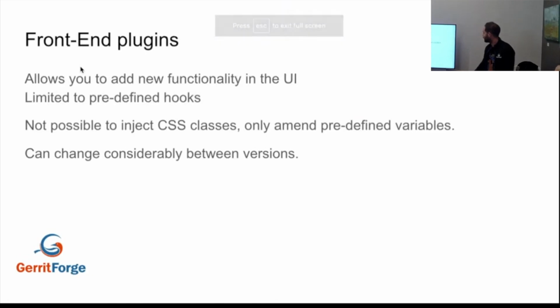So front-end plugins, mentioned this before, you can edit functionality from the UI. There are some examples that tell you where you can plug in. You can't plug in anywhere. It's really annoying that you can't provide your own CSS classes. You can only edit CSS variables. So you can't really do too much fancy stuff. You need to be prime and use it. And it can change considerably between versions.